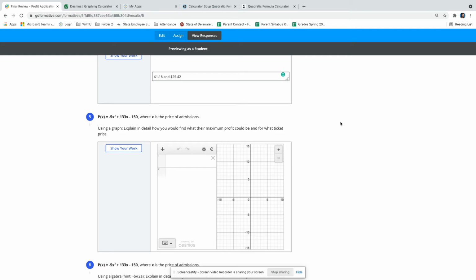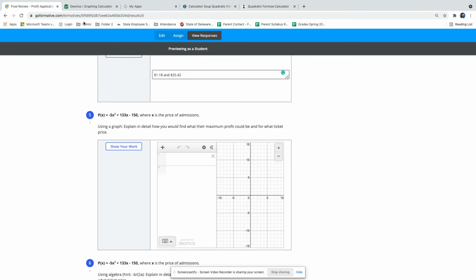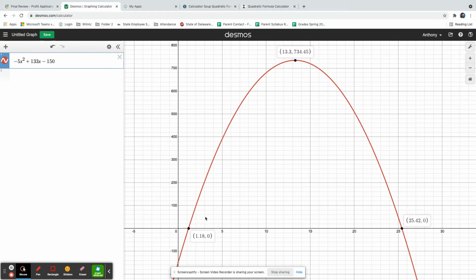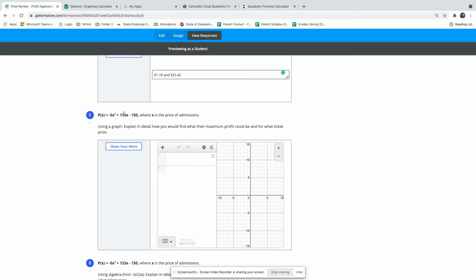So how would you find the maximum profit using a graph? We can pop right back to my graph that I've already made, and I've already made the scale well. To find the maximum, all I need to do is look for the highest point right here. So you guys can see the highest point on this graph occurs at $13.30. They make a maximum profit of $734.45. So both parts of that are important. Both parts make up the maximum of this function. So you can word that here however you'd like.